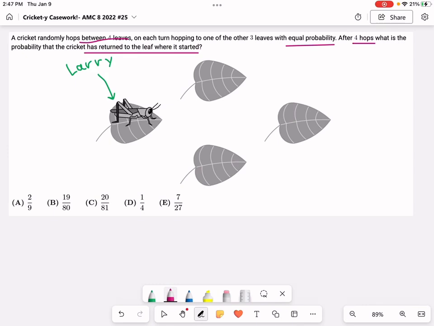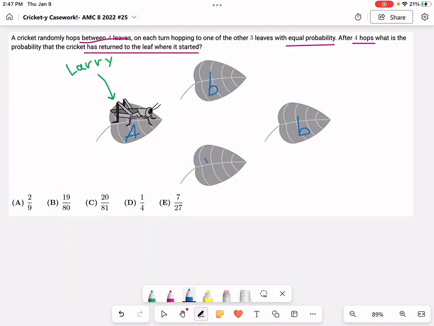Okay, so this problem seems simple enough, right? It's just asking what is the probability that the cricket, we're going to call this guy Larry, after making 4 hops, returns to his original leaf? And we're going to call this A just for naming purposes. So A. And we'll call all the other ones B.